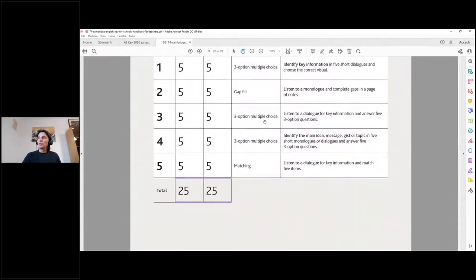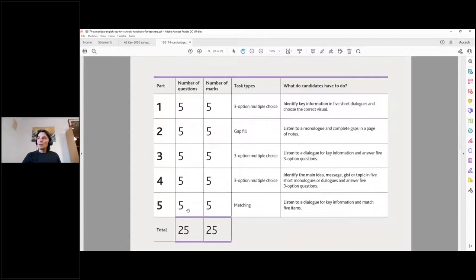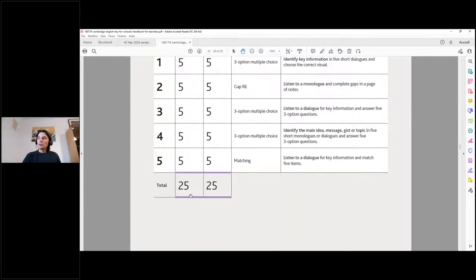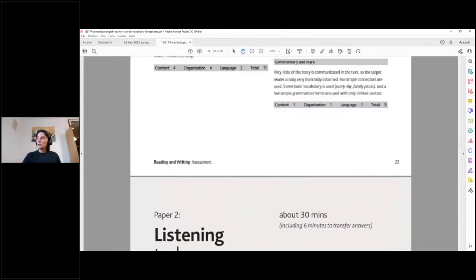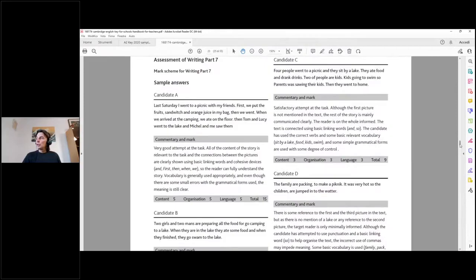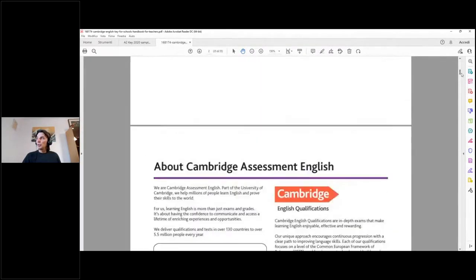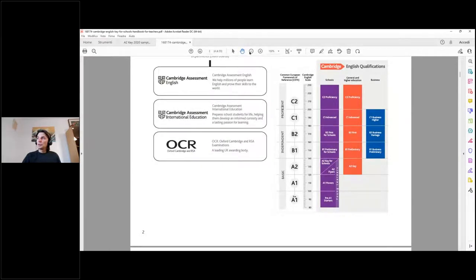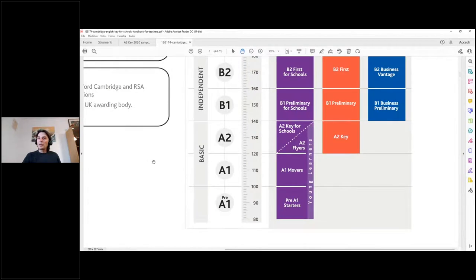This is what you did. There you go. Listening tasks, right? The 5 tasks, number of questions, so number of marks. You had 25 possible questions, 25 possible points. So make sure you count your points, because you must add your listening exam points to your reading and writing points in order to get your final mark.